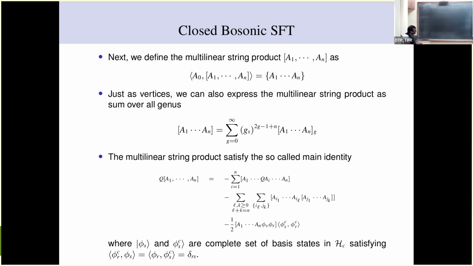This square bracket satisfies some useful identities, and one identity is this. If you act with this BRST operator, then the action is given by these terms.